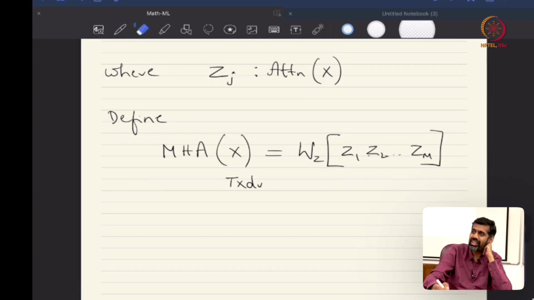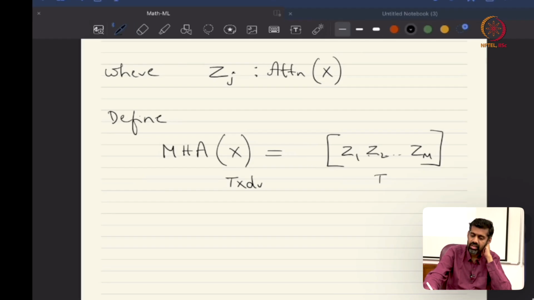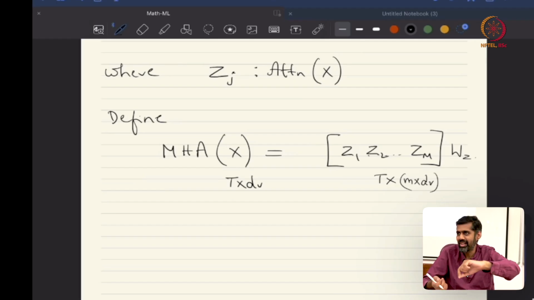It depends on how you define the dimensions. This entire thing is T cross m times dV, correct? Now you post-multiply this with Wz, and adjust it that way. It depends on how you concatenate also. If you concatenate the other way, you can pre-multiply it as well. You have to ensure that the dimensions match. That's it.